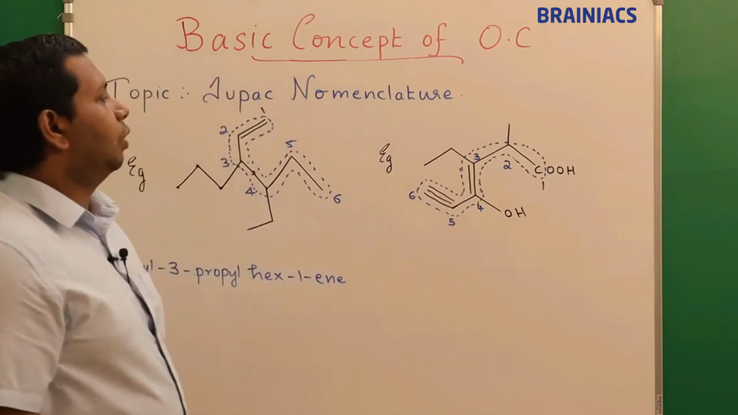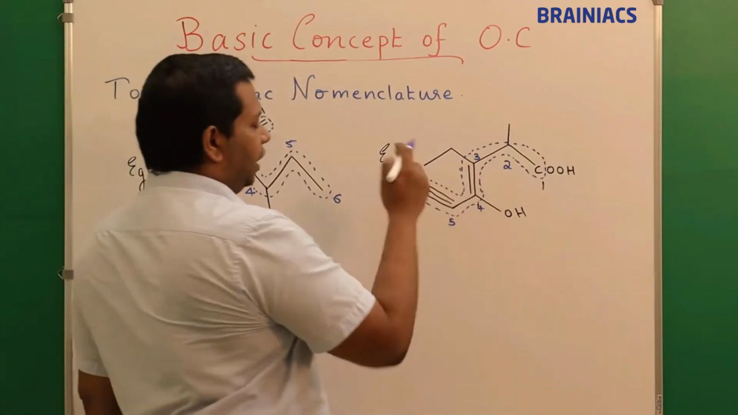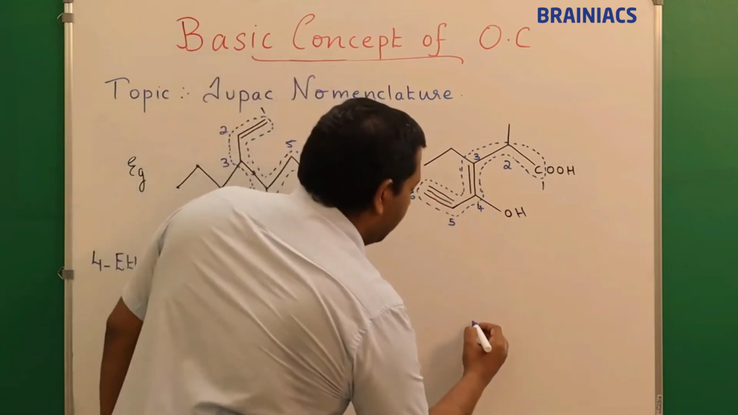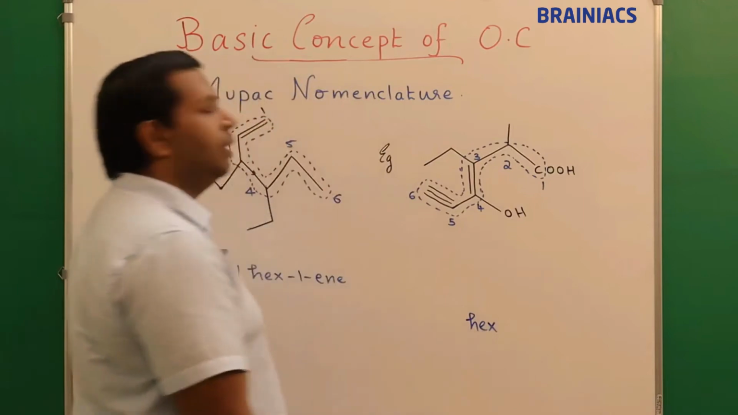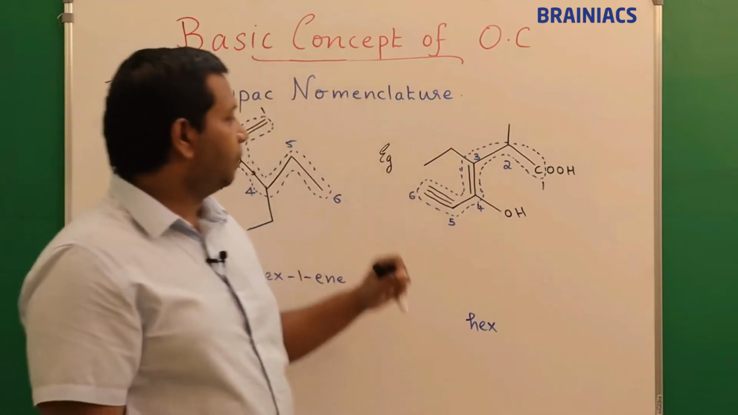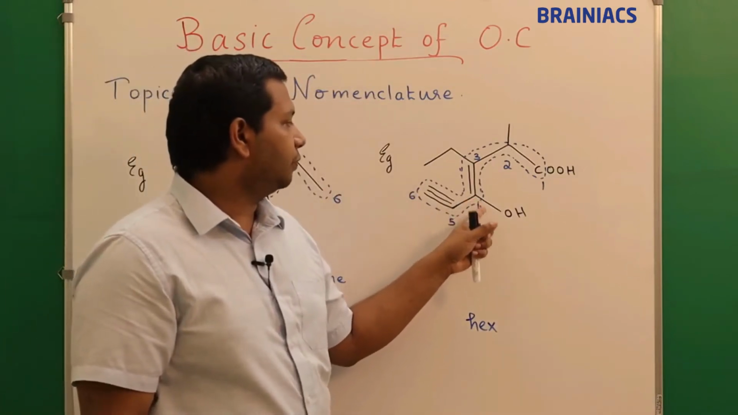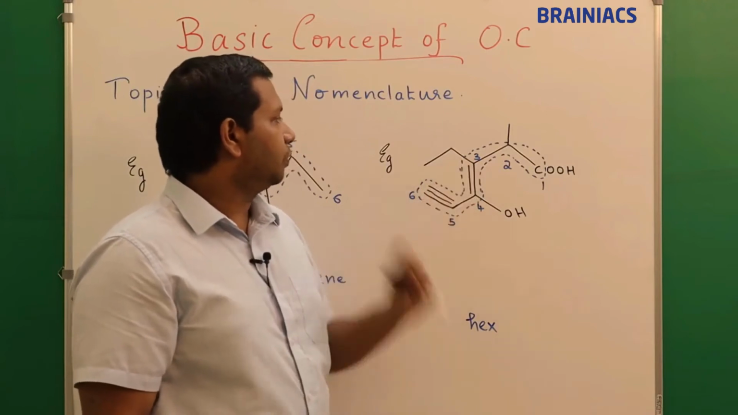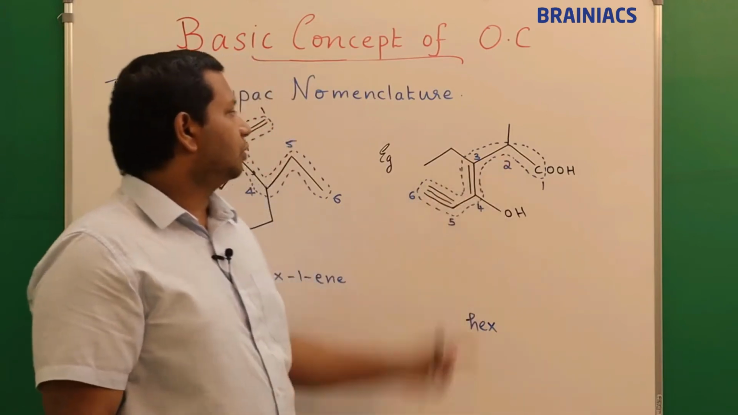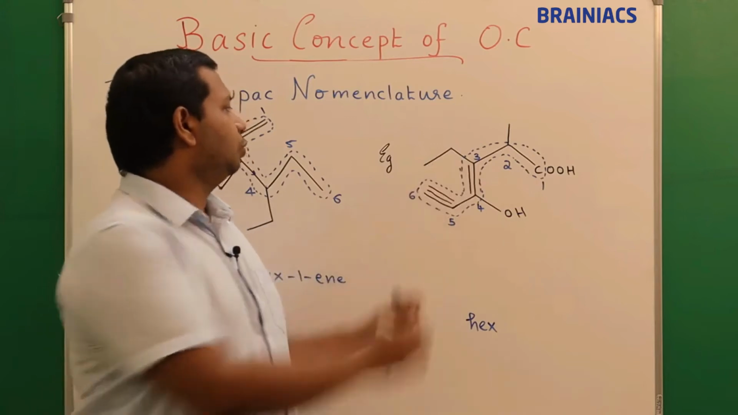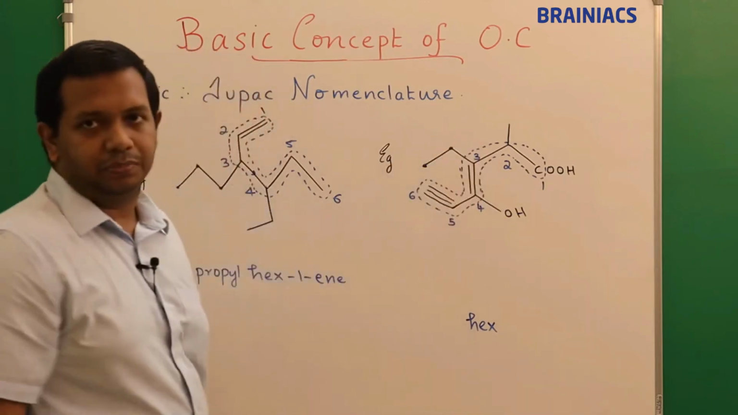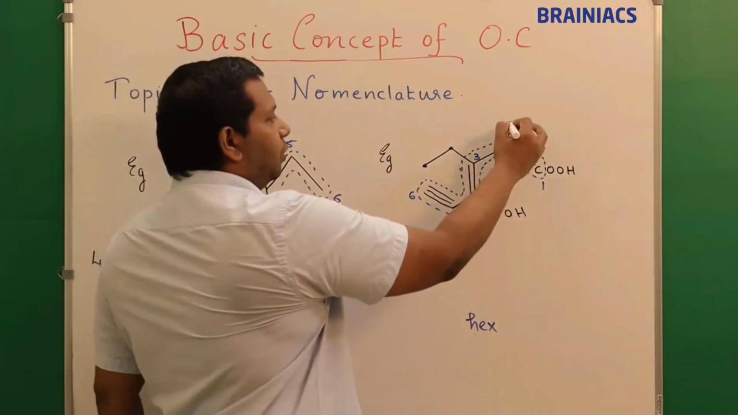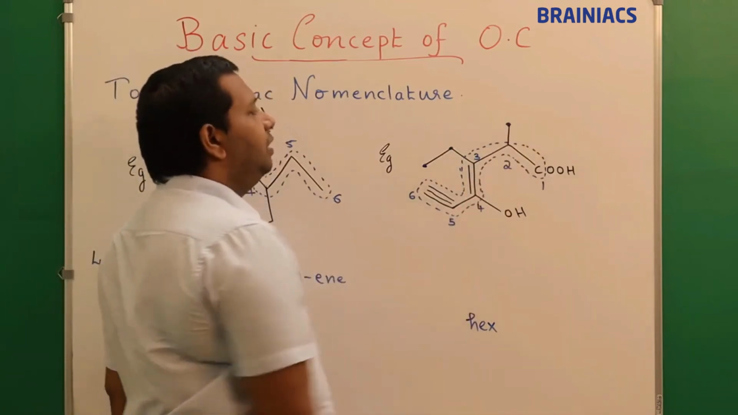Correct? So the parent chain has 6 carbon atoms, so it should be what actually? It should be hex. Now, primary prefix is not there, secondary prefix is there. Substituents are present at the 4th position, 3rd position and 2nd position. At the 3rd position, who is the substituent? 2 carbon atoms are there, correct? 2 carbon atoms, so it should be ethyl. Then in the 2nd position only 1 carbon, so it should be methyl.